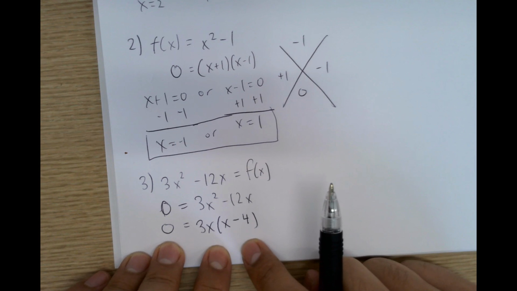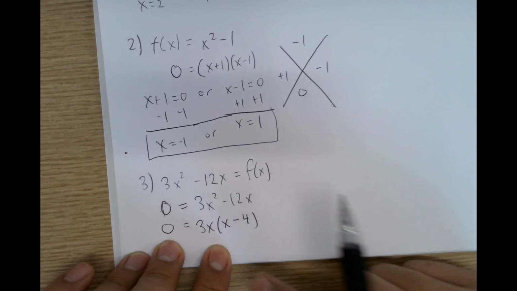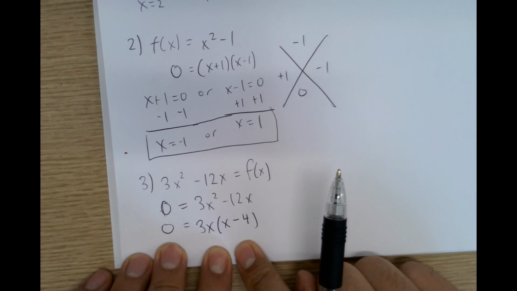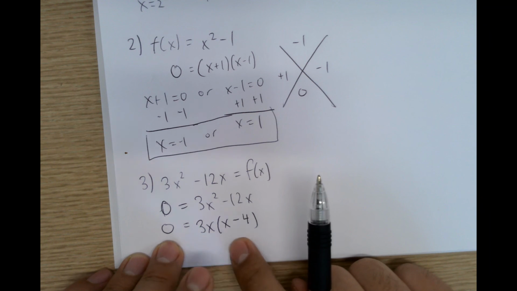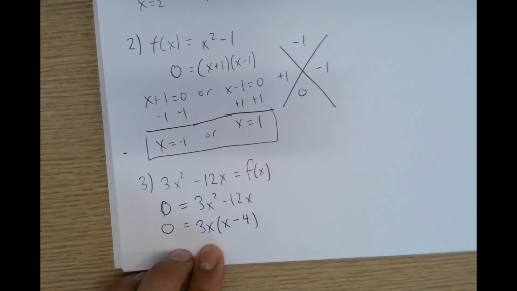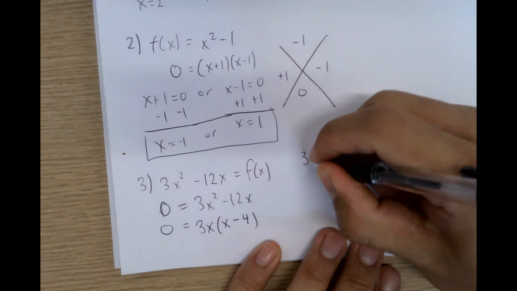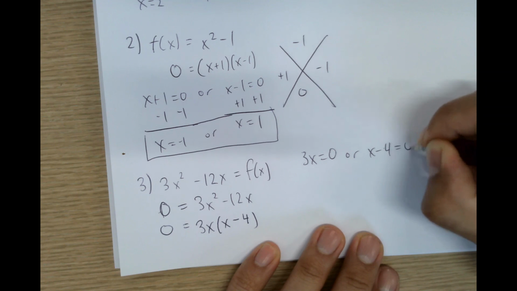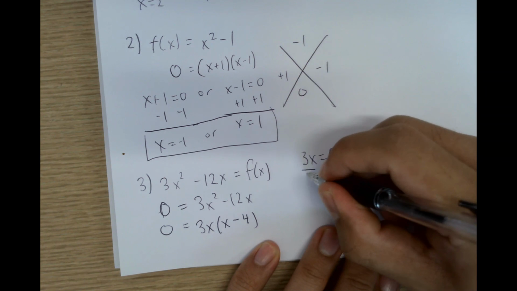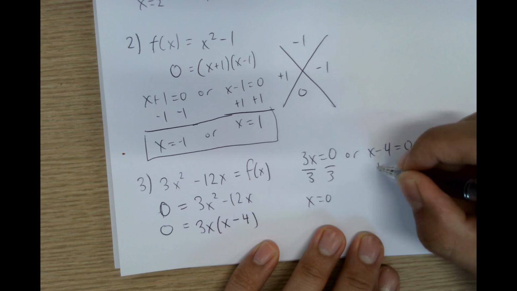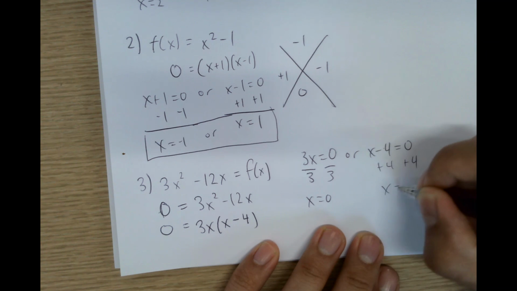And again, the reason we're doing this, we're just manipulating it, is because now we can solve for the zeros, right? If either one of these things is equal to 0, then we know our product is 0. So we know that 3x is equal to 0, or x minus 4 is equal to 0. So we can now divide both sides by 3, x is equal to 0, or add 4 to both sides, we get x equals 4.